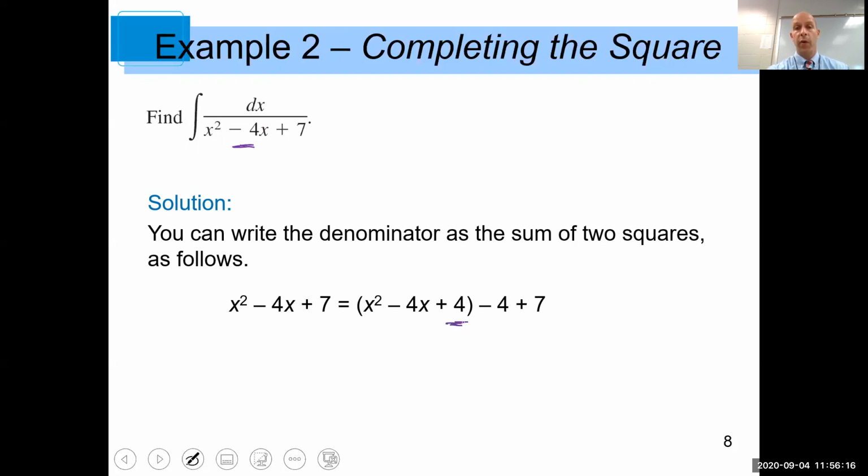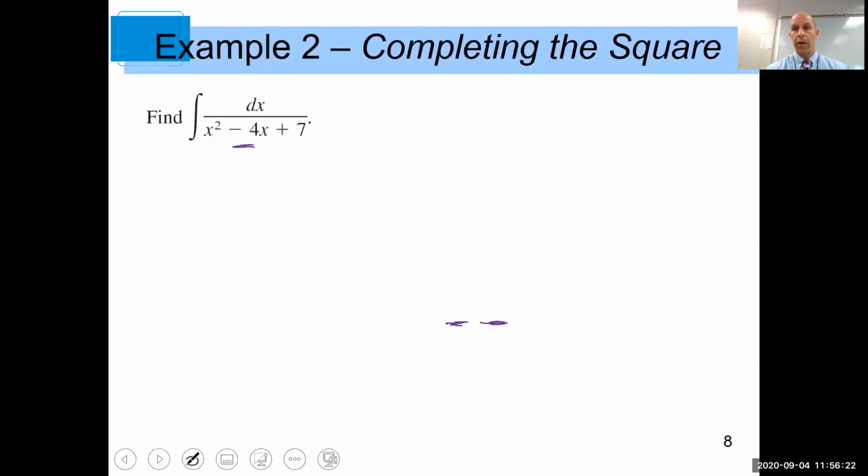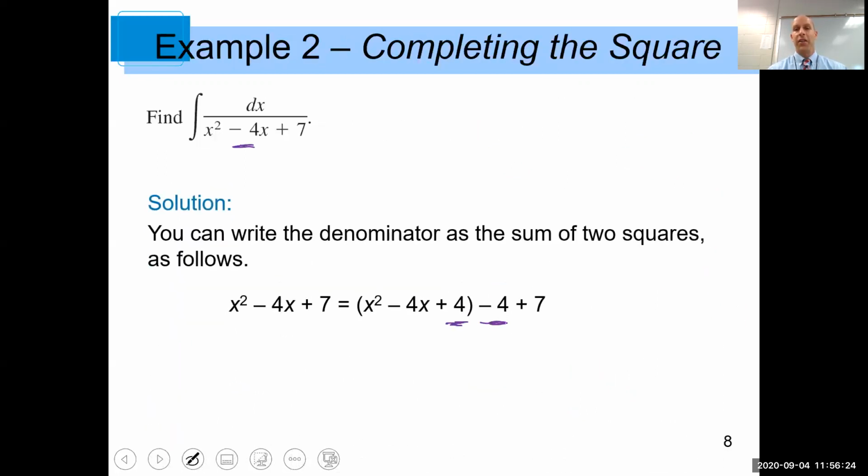Now, if I plus 4 here, I've got a minus 4 right there. Did I do that right on the last one? Okay, good. So anyways, we've got to balance it out. Notice that I kicked this 7 out here. This is a perfect square trinomial, which means that it can be factored to the quantity x minus 2 squared, and then of course negative 4 plus 7 is 3.